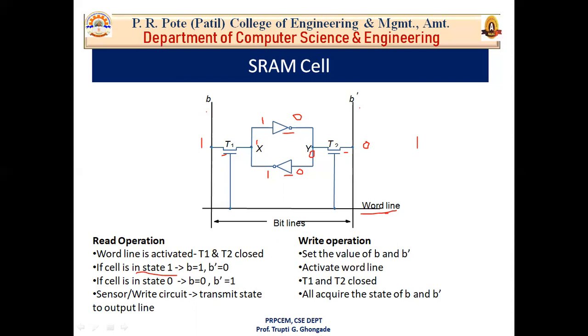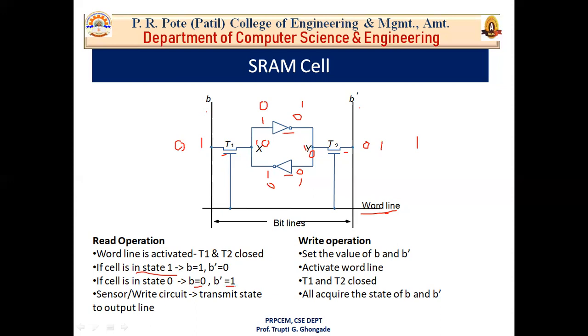So if the cell is in state 1, B will be 1 and B dash will be 0. Now let's see if the cell is in state 0. That means 0 here, 1 here, the same 1 here and 0 here. 0 means X will have 0 value and 1 means Y will have 1 value. That means bit line B will be 0 and bit line B dash will be 1.